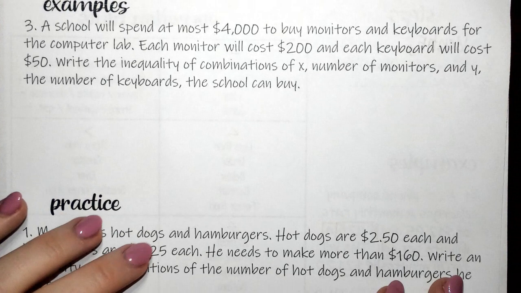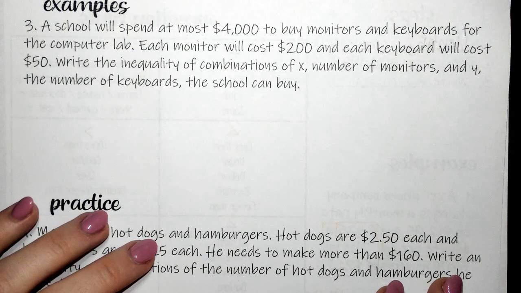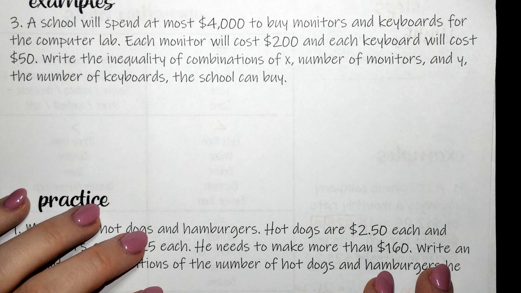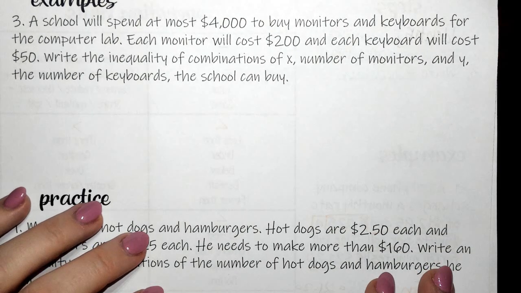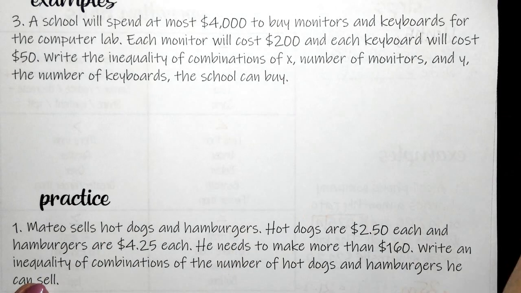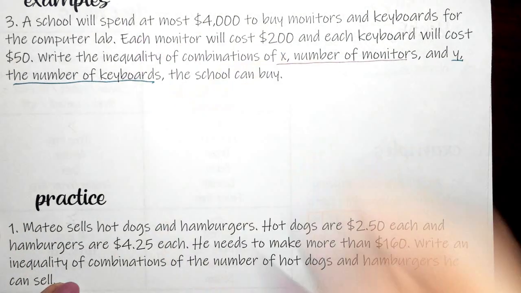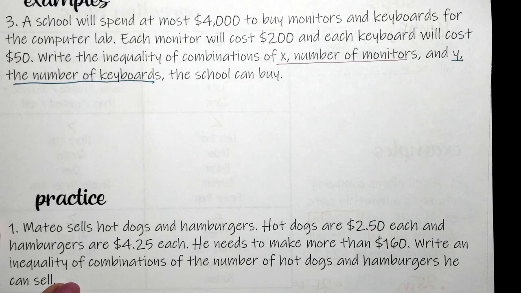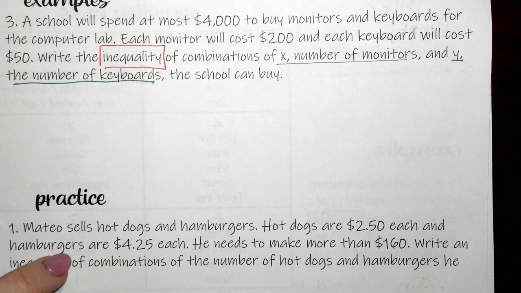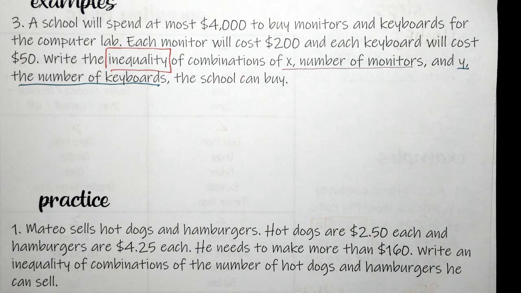A school will spend at most $4,000 to buy monitors and keyboards for the computer lab. Each monitor will cost $200 and each keyboard will cost $50. Write the inequality of combinations of X, the number of monitors, and Y, the number of keyboards. It did say write the inequality. So here's an example where we have one inequality that we're going to write, but we're going to have two variables because we've got X number of monitors and Y number of keyboards.